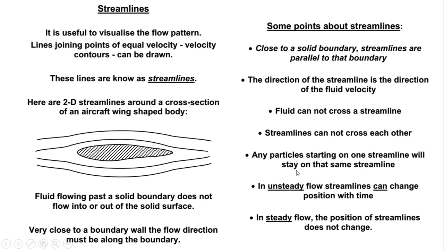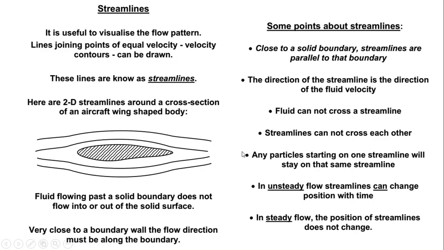Then the other thing that we need to define is what are streamlines and what are stream tubes. Streamlines are lines that join points of equal velocity. They are known as streamlines. If we draw this line around this body that we have, we are going to get a streamline. Along this line, the velocities are the same. Along this line, they are the same.